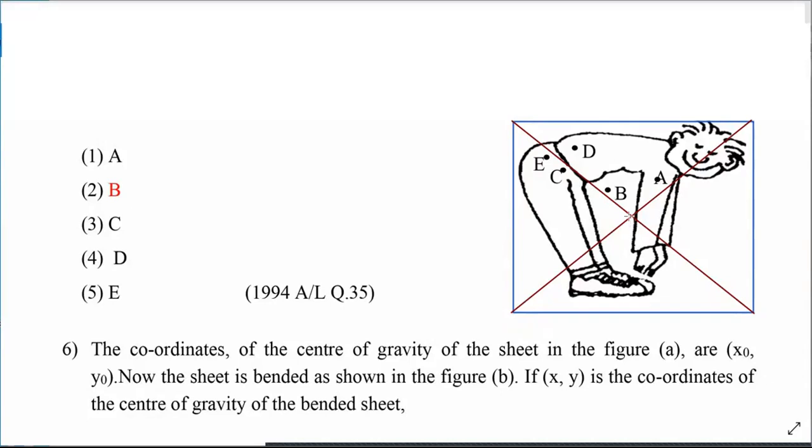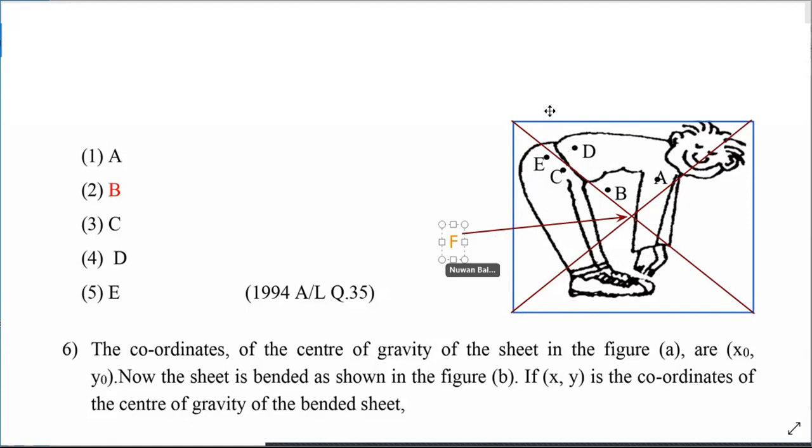So center of gravity should be somewhere here, but can you identify why it is not this point? Let me mark it. That is very important. Let's say A, B, C, D, E, and let's say this point is F. Can somebody tell me the reason for capital F not to be the center of gravity, but B is the center of gravity? Can you guess the reason?